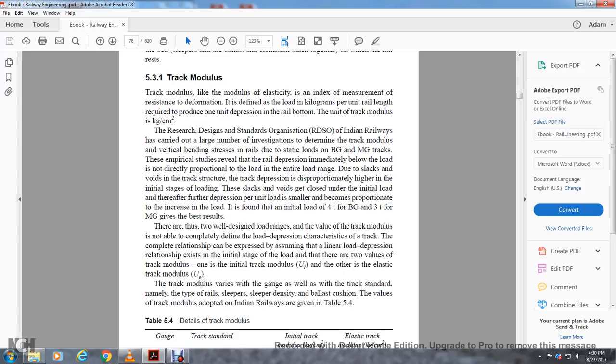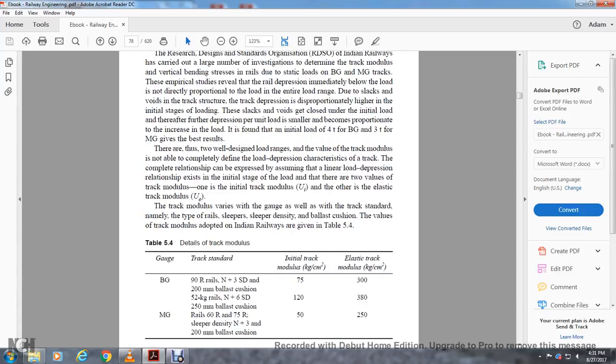The complete relationship is established by assuming a linear load depression relationship in the initial stage of the load, and two values of track modulus: one the initial track modulus UI, and the other the elastic track modulus UE. The track modulus varies with gauge as well as track standards, namely the type of rail, sleeper density, and ballast cushion. The values of track modulus adopted on Indian Railways are given in Table 5.4.